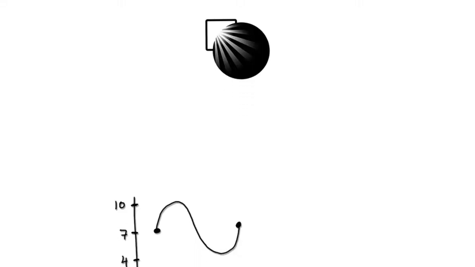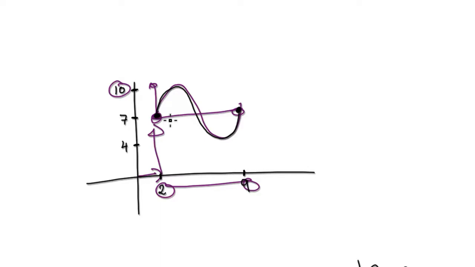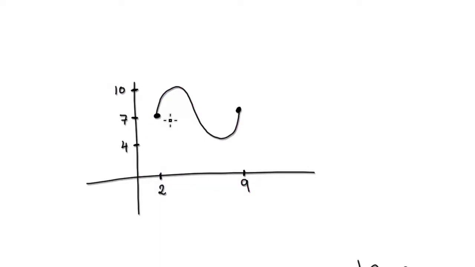In this video I'm going to show you how you can come up with the equation for this sine curve. So this is your sine curve of period 7 and the amplitude is 3. It's been moved across by 2 and up by 7. So let's try and come up with the equation for this curve.